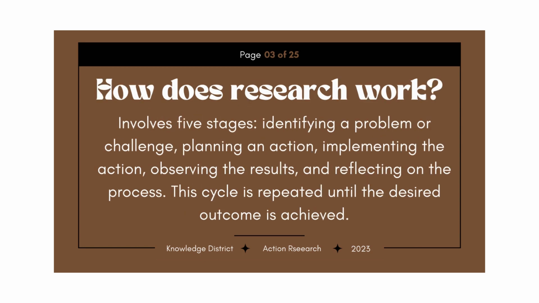How does action research work? It involves 5 stages: identifying a problem or challenge, planning an action, implementing the action, observing the results, and reflecting on the process. This cycle is repeated until the desired outcome is achieved.